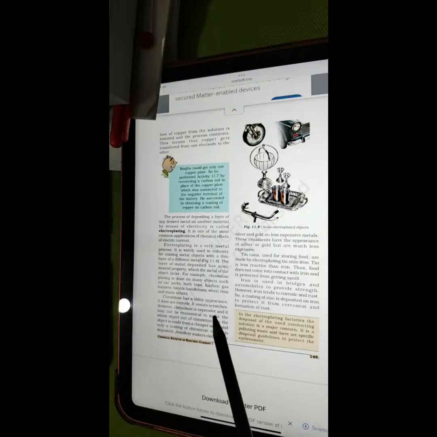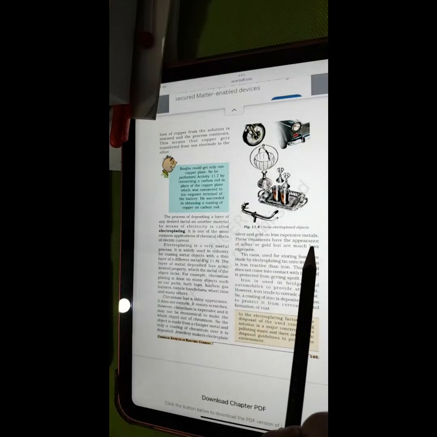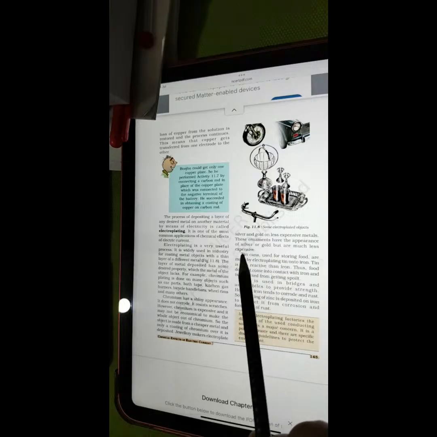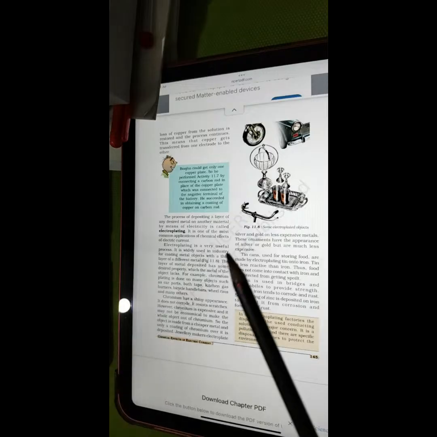However, chromium is expensive and it may not be economical to make the whole object out of chromium. So, the object is made from a cheaper metal and only a coating of chromium over it is deposited. Jewelry makers electroplate silver and gold on less expensive metals. These ornaments have the appearance of silver or gold but are much less expensive.